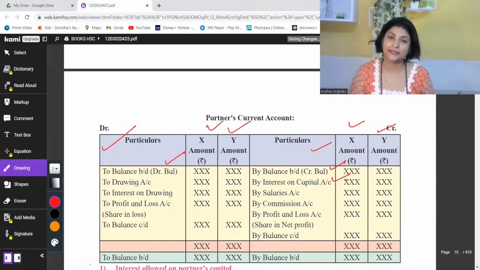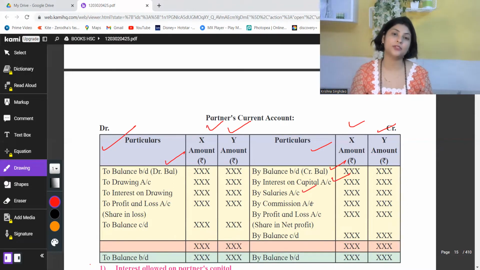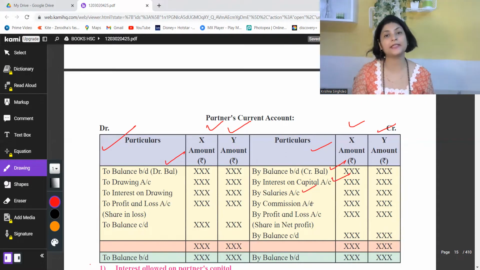Next is salaries. If any salaries are given to the partners, there are nominal partners, there are active partners, there are dormant or sleeping partners. So normally active partners get the salary. So salaries are given over here, and on the credit side it will be written. Again, the rule is going to be the same. Whatever increases the partner's capital account is going to be on the credit side, and whatever decreases the partner's capital account or current account is going to be on the debit side. So as far as the rule is concerned, the rule of current account and capital account is going to be the same.